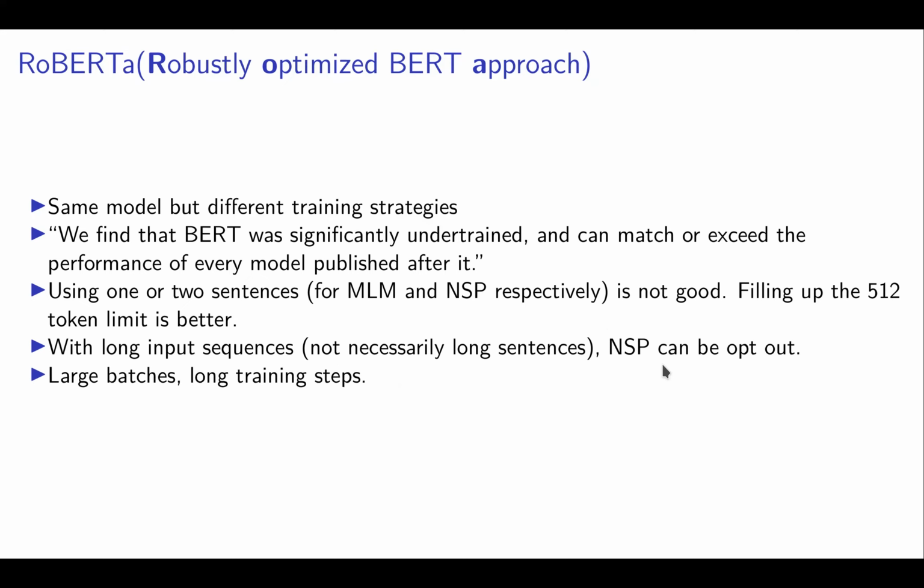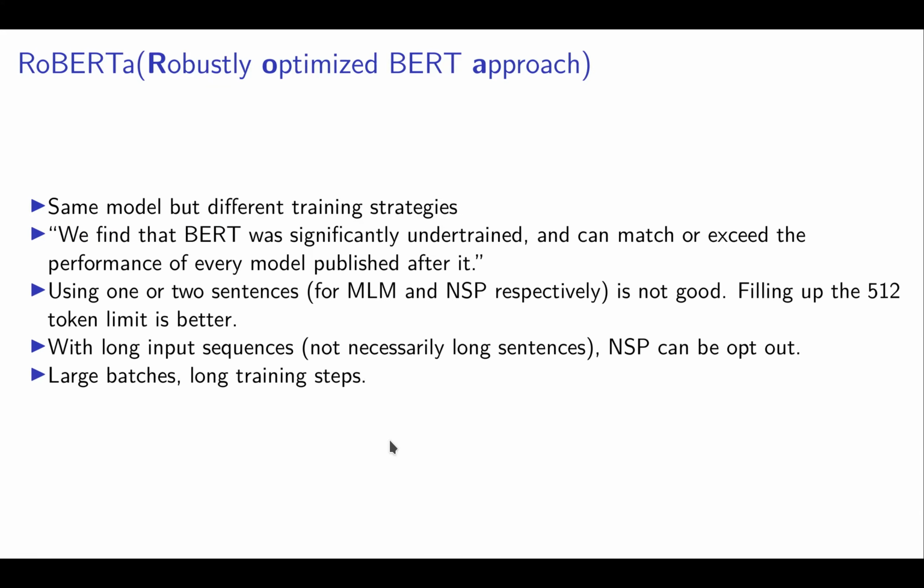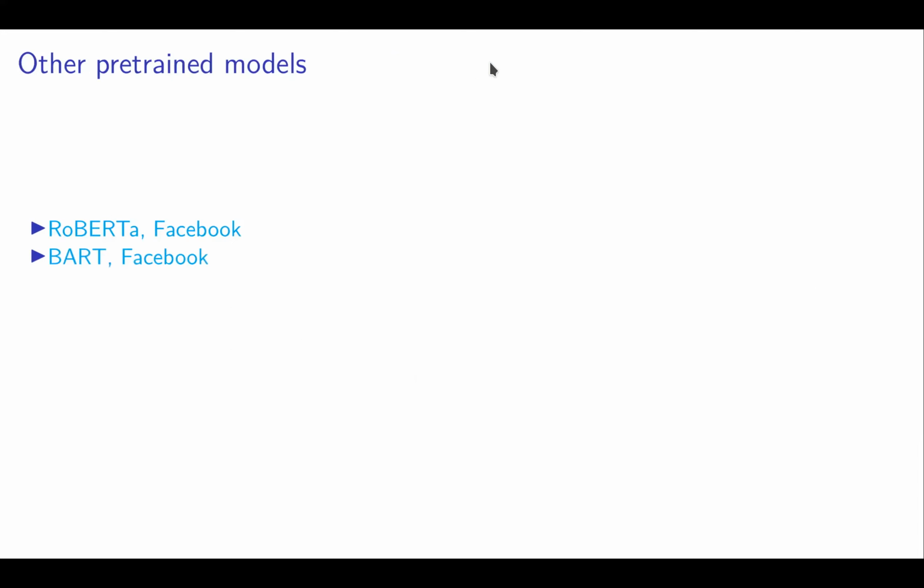Another technique, a small hyperparameter change from BERT, is that they use larger batches and allow longer training steps, which means they allow the model to train a little bit longer. That's what they mean by undertraining. According to them it becomes very good: the same model but with different training strategies. The resulting model can match or exceed the performance of every model published after it. So this is the RoBERTa model.